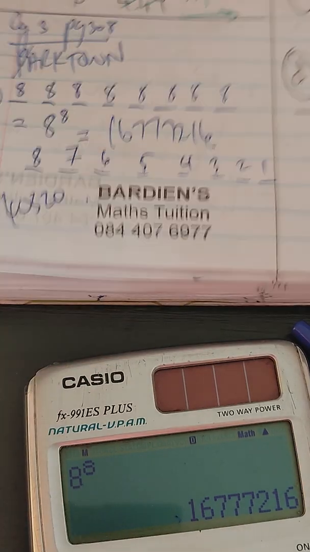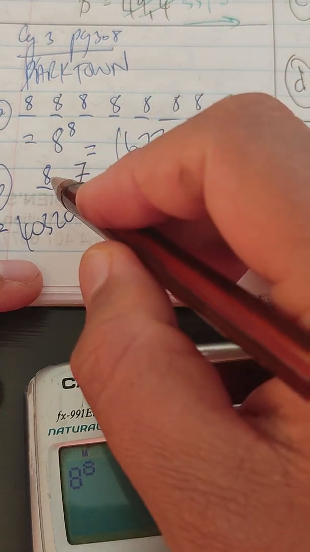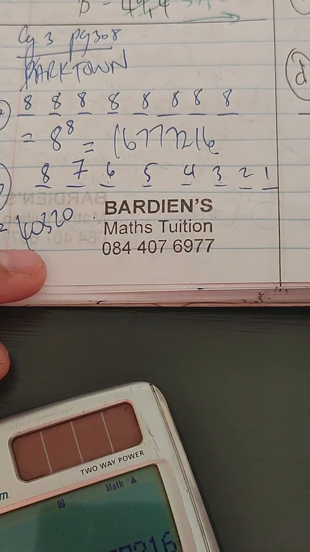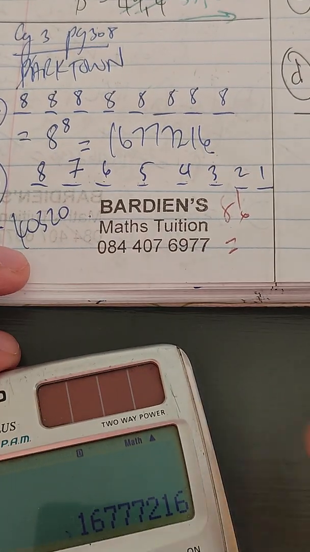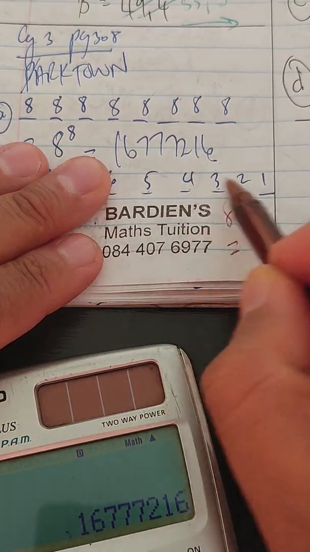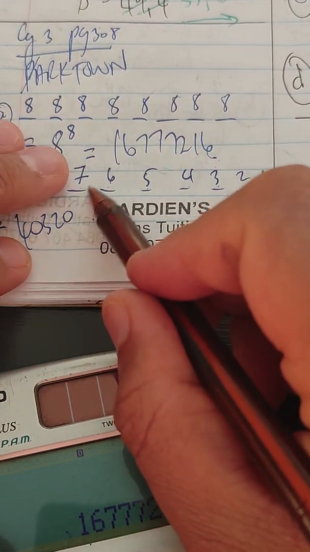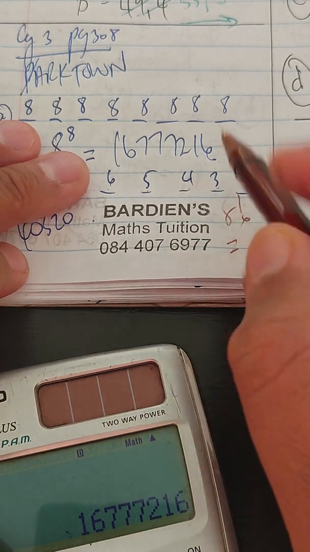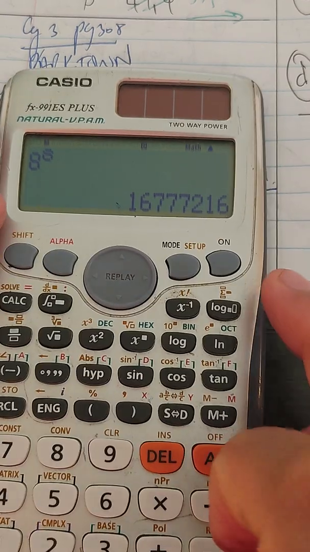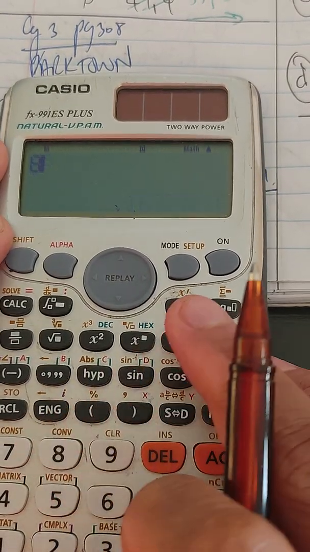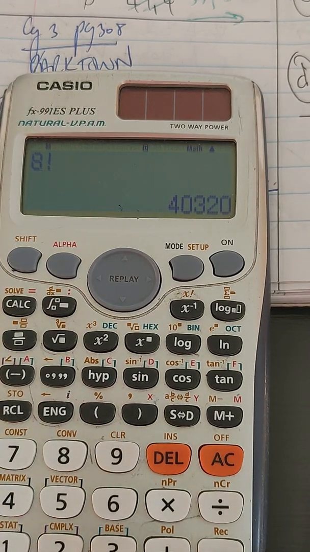Now there's another way of writing this. We have exposed you to these number patterns before: if it goes 8, 7, 6, 5, 4, 3, 2, 1, this simply can be written as 8 factorial. If it's 5, 4, 3, 2, 1, it's going to be 5 factorial. If it's 3, 2, 1, it's 3 factorial. If it's 6, 5, 4, 3, 2, 1, and it's being multiplied, of course, it's going to be written as 6 factorial. That calculation is much easier. You just say 8 shift factorial. It's going to be 40320.